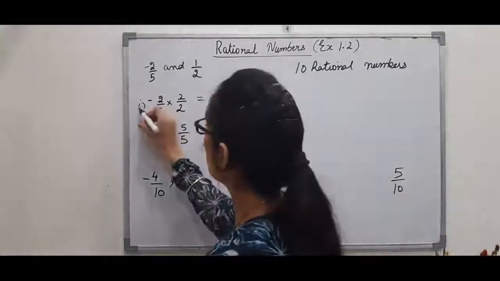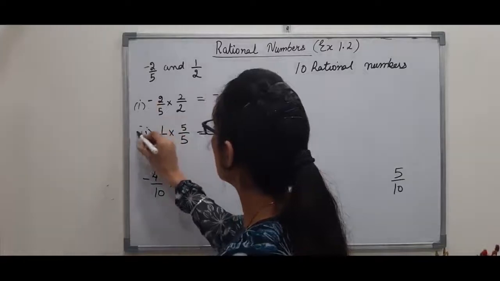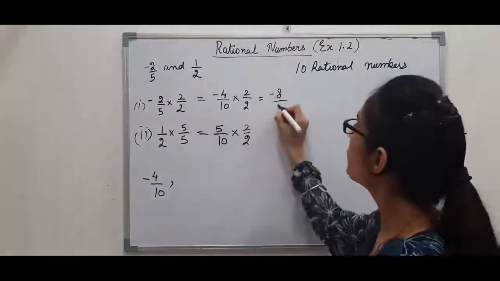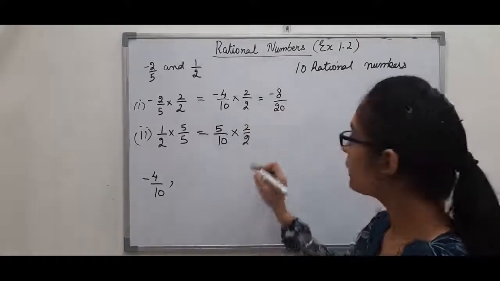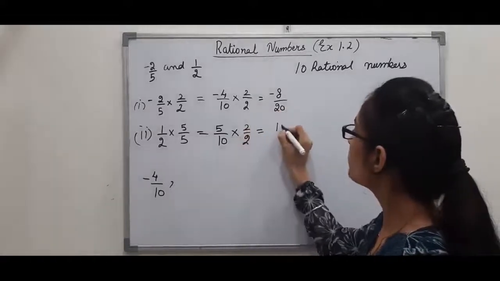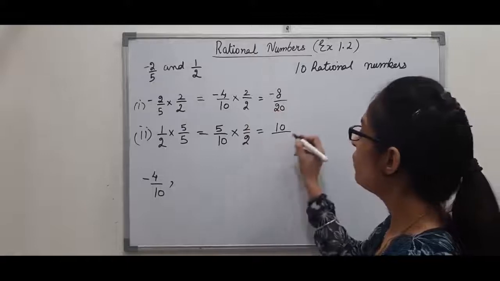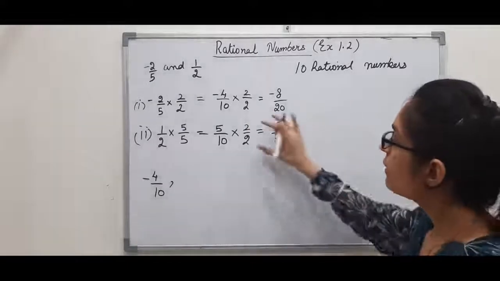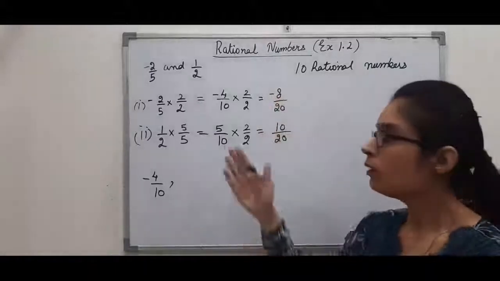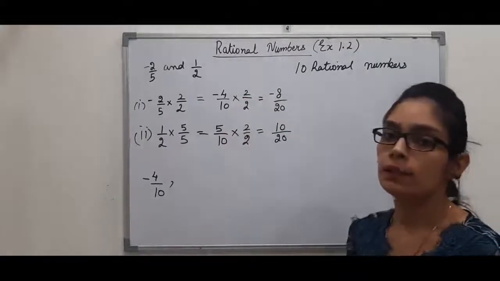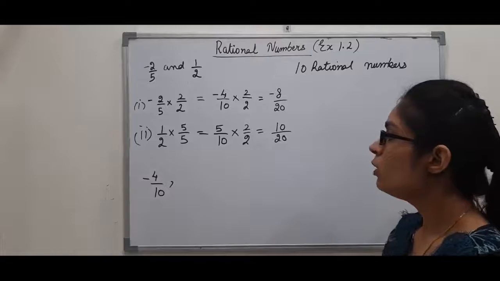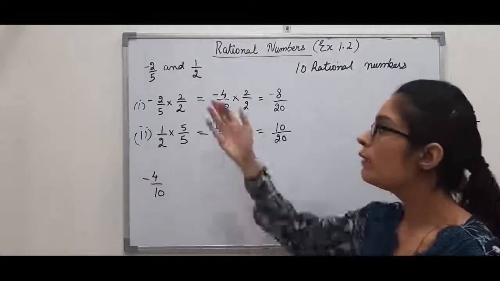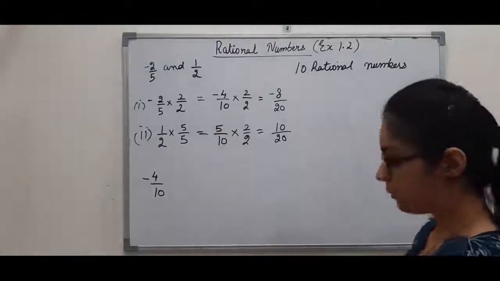This is the first number. This is the second number. So minus 4 into 2 will be minus 8. 10 into 2 is 20. 5 into 2 is 10. 2 into 10 will be 20. Now you can see the denominator is again the same. The reason is we are multiplying and dividing both the numbers with the same number. So this step you have to do only if you are not able to write the required number of rational numbers. Now let's try to write it down.